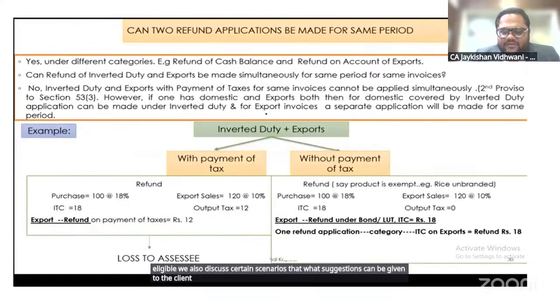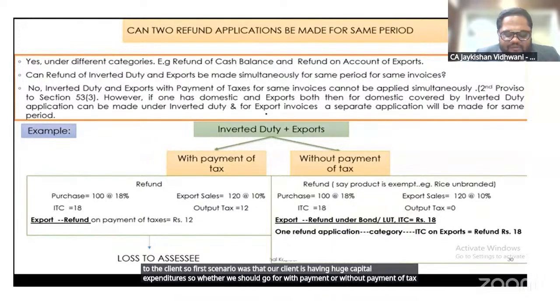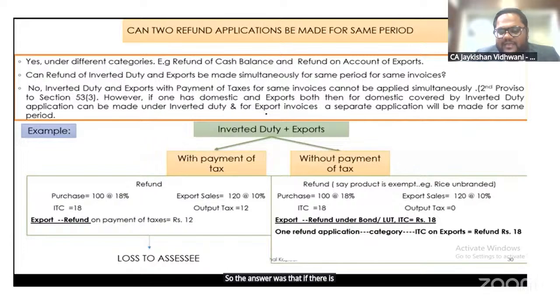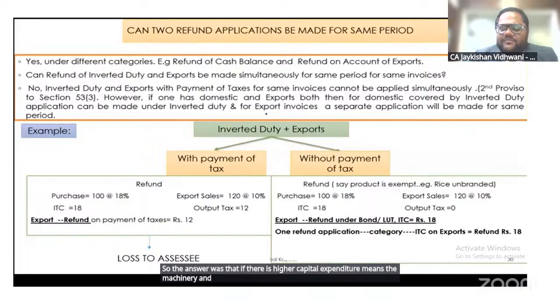So the first scenario was that our client is having huge capital expenditure. So whether we should go with payment or without payment of tax. The answer was that if there is higher capital expenditure, meaning a higher amount of machinery and production, then it is always advisable to go for with payment of tax because you will be getting the entire refund.